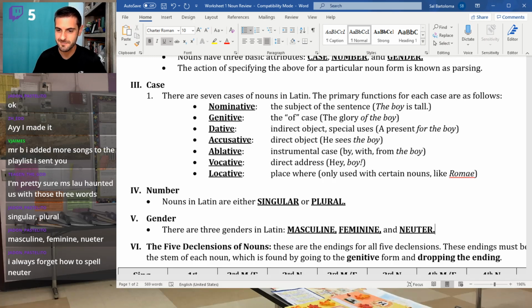N-E-U. Think about the word neutral. The word neuter in Latin means neither. It's the word for neither. So if a noun is masculine or feminine, those are the two genders that we have for grammar. A noun can also be neither one of them, and that's what we mean when we call it neuter.